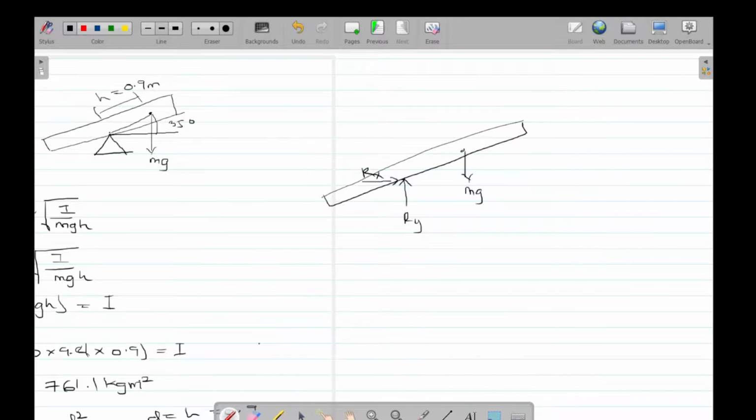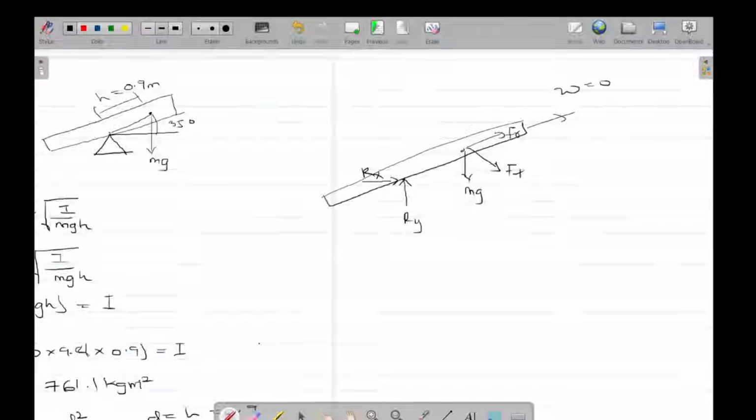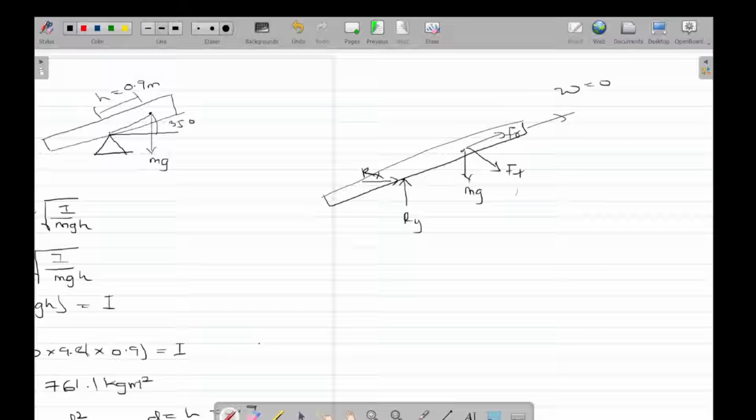Now here you are supposed to have the radial and then the tangential components, which are Fr and Ft. But at the maximum swing or at the extreme swing, omega is equal to 0 because it will stop at this point before it returns. So omega is equal to 0, and if omega is equal to 0, then the centripetal acceleration, which is omega squared r, will be equal to 0, and so Fr will be equal to 0. The only forces at play are the weight and the tangential component.